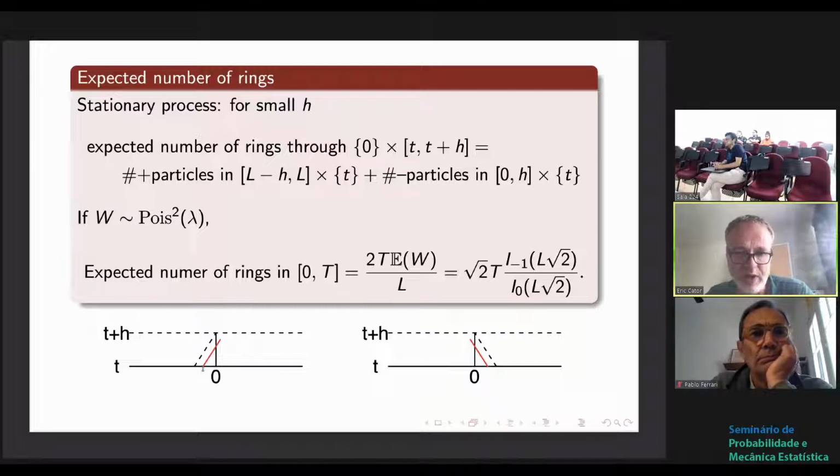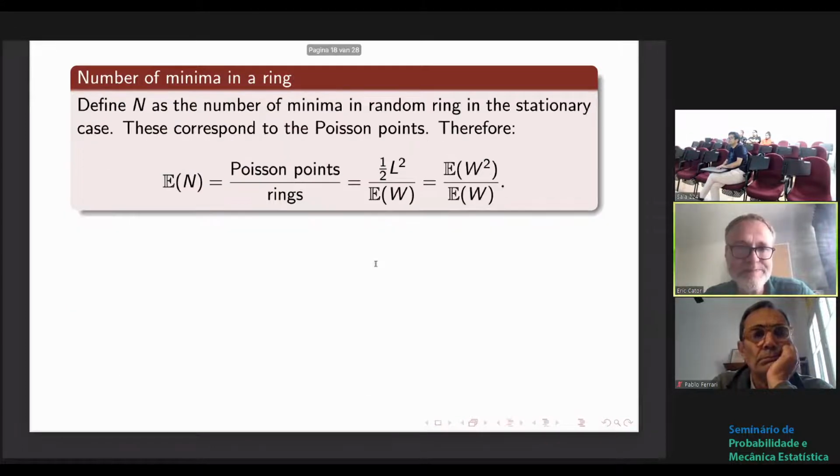Yeah, you need to know the number of particles here, and of course, on the right-hand side for the negative ones, the number of negative particles. And then you can just calculate the expected number of rings. And it turns out that it's this formula here: 2 times T over L times the expected number of positive particles at any given time. That's the expected number of rings from 0 to T. And this is exact. This is not only true for T going to infinity, this is true for any T. So that's nice. And we can take this one step further.